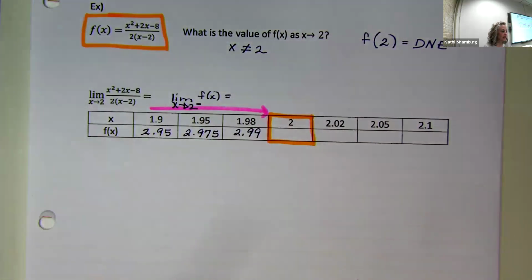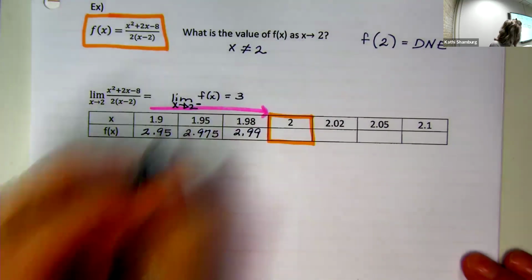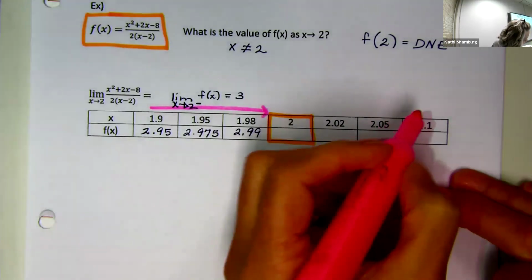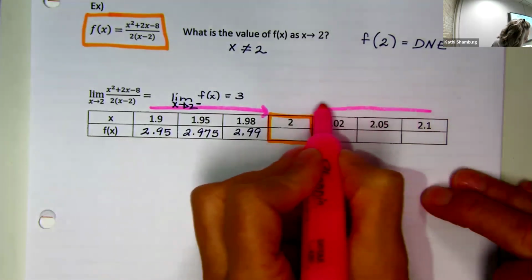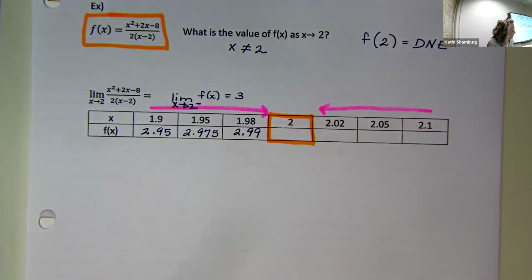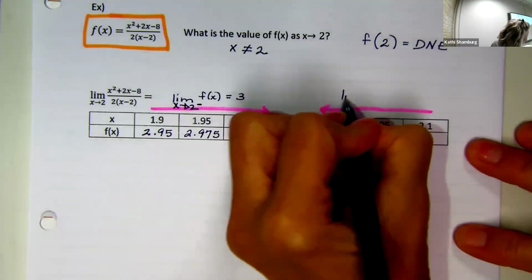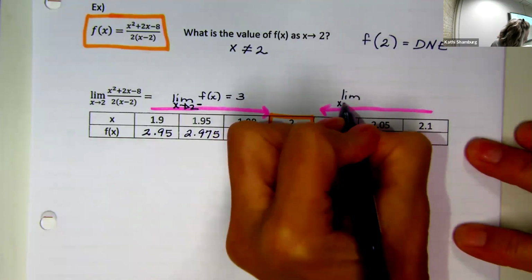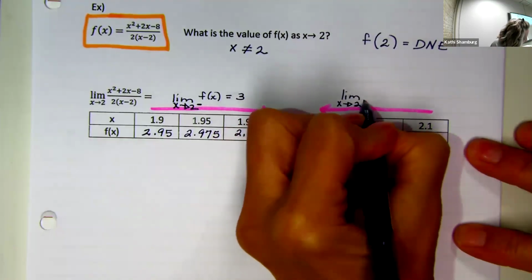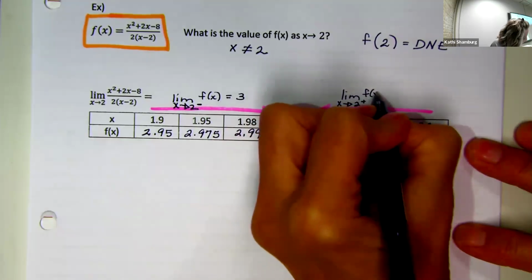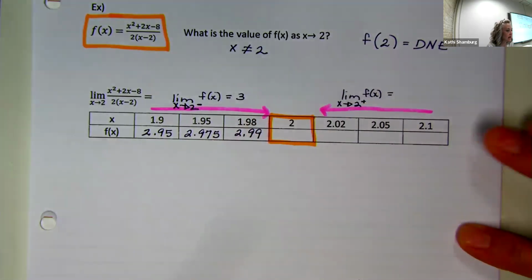What does it appear that it is approaching? 3. So now we want to look at as x approaches 2 from the right. So that would be written the limit as x approaches 2 from the right. And we're going to see what that does.